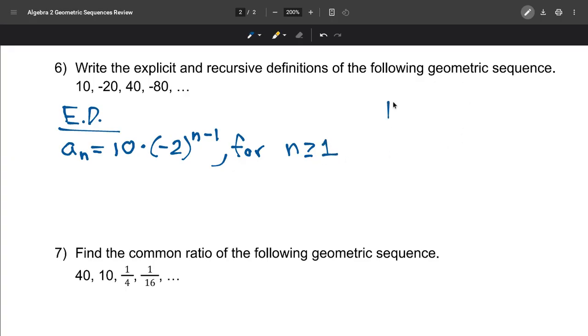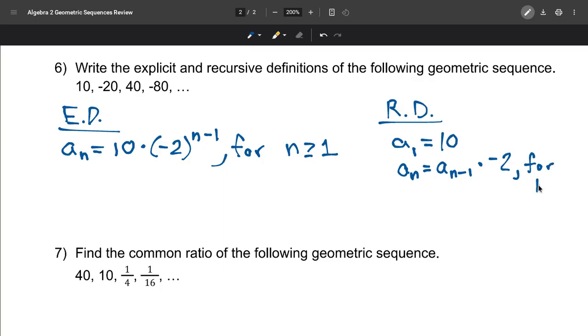Okay, for the recursive definition, we need the first term, so there's two parts. The first term, which is 10, and then how to find the nth term, we'll say a sub n equals, we take the term before it, a sub n minus 1, and we multiply it by negative 2, and that's for when n is greater than 1.